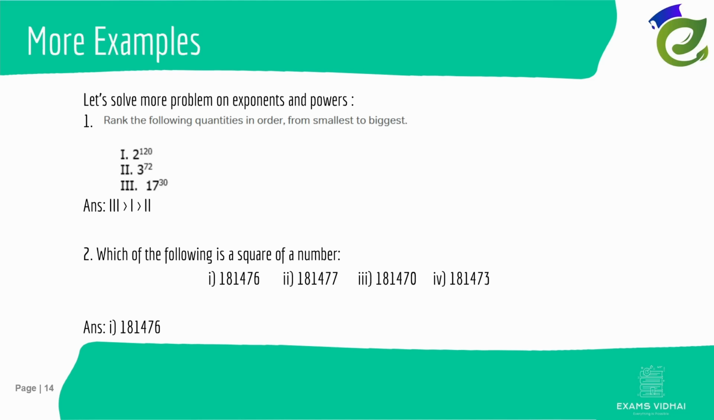So now if you align them, 17 power 30 is greater than 2 power 120 and 2 power 120 is greater than 3 power 72. So as you can see, the answer which I have shown is 3 is greater than 1 is greater than 2.